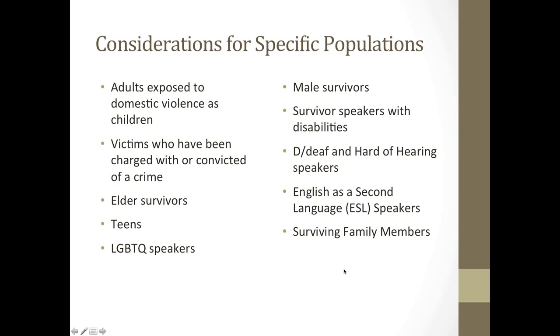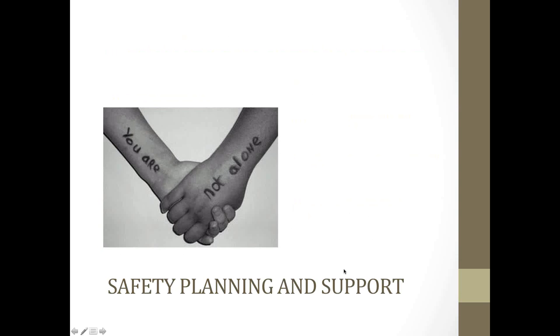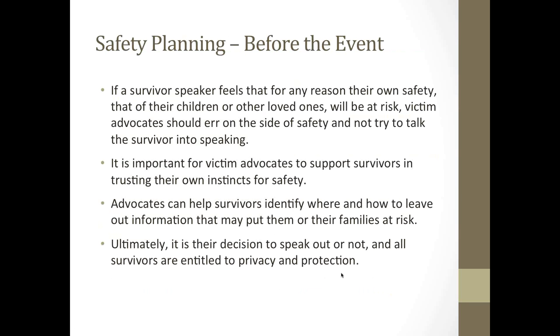So we'll move on to the next section of our discussion, which is around safety planning and support. There's a number of things that we can do to help plan for survivor safety before the event occurs. First, if a survivor or speaker feels that for any reason their own safety, that of their children or their loved ones will be at risk, advocates should err on the side of safety and not try to talk the survivor into speaking. We really do stress the importance of trusting survivors in their own instincts and their own assessment of their risk and their safety. And so it's a matter of following the survivor's lead.